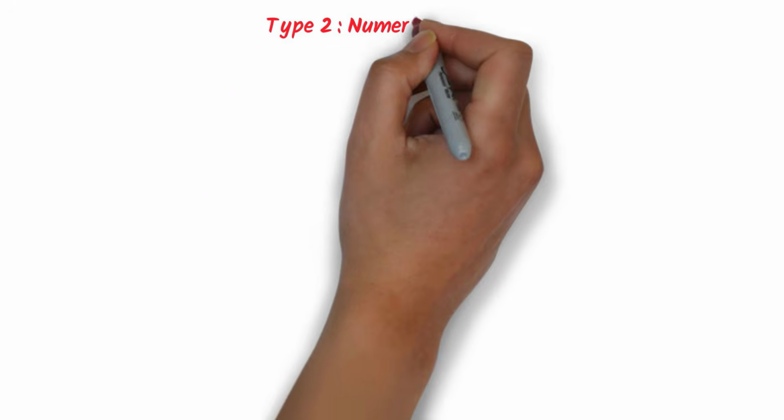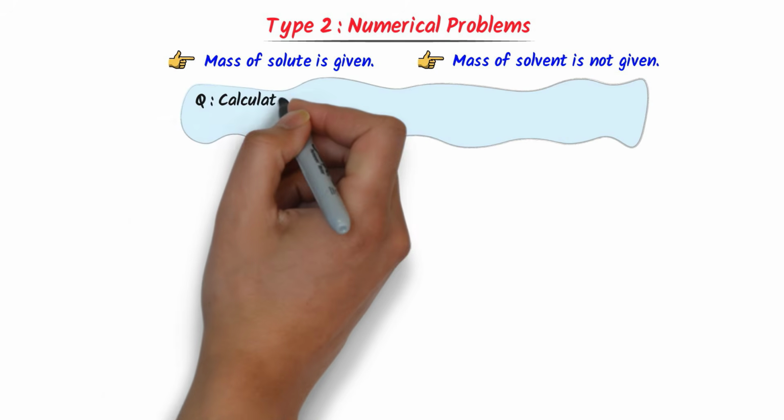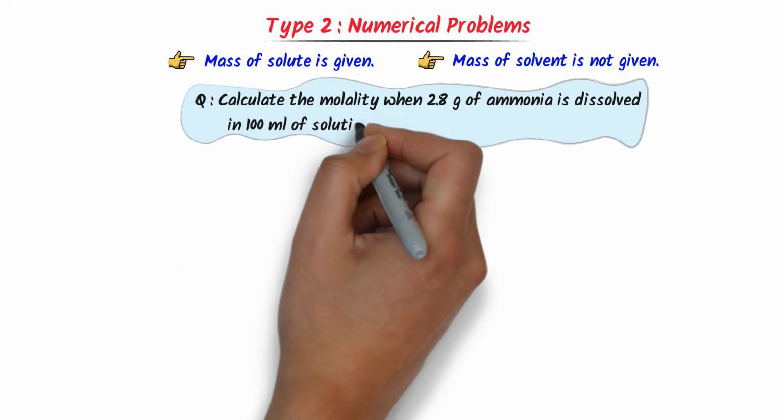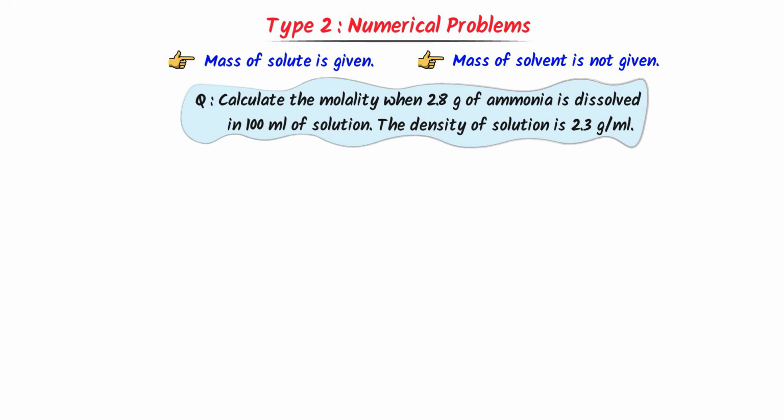Now we will learn type 2 numerical problems. In these types of numerical problems, mass of a solute is given, while mass of a solvent is not given. For example, consider this numerical problem. Calculate molality when 2.8 gram of ammonia is dissolved in 100 milliliter of solution. The density of a solution is 2.3 gram per milliliter.